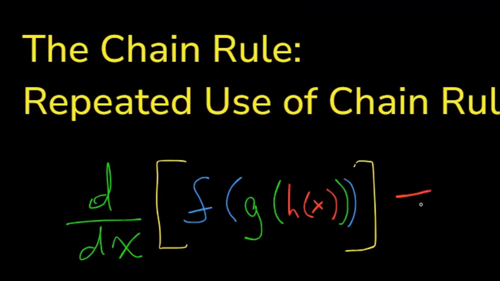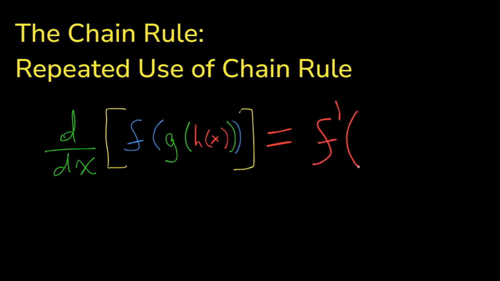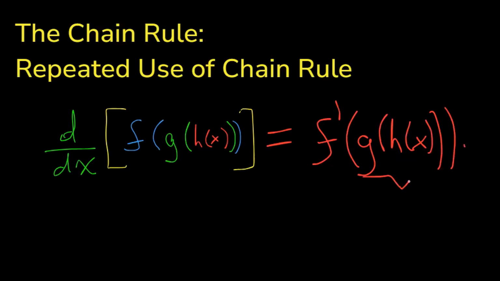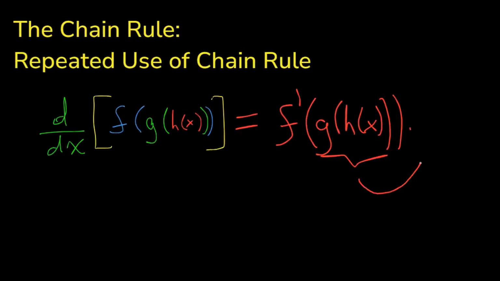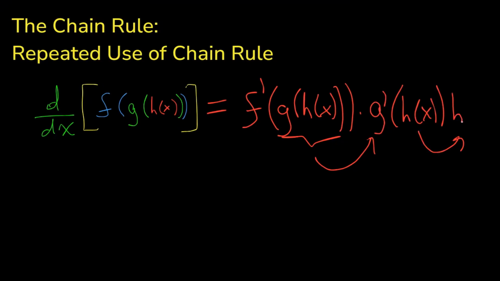So if I were to take the actual derivative of this, the outside function is f, and then what's inside that is g of h. Then the inside, g of h, I would take the derivative of g of h of x. Well, the derivative of g of h of x is the derivative of the outside, g prime of h of x, times the derivative of h, h prime. And this is really illustrating why this is called the chain rule, because you keep having chains of derivatives.